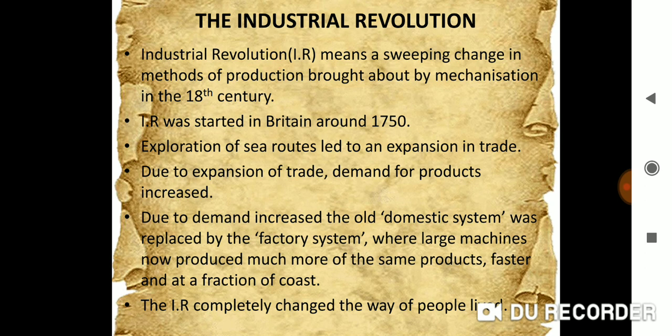So when the demand increased, the old domestic system, meaning the handicraft system, was replaced by the factory system, where in factories large machines now produced much more of the same products faster and at a fraction of the cost, very little cost. The Industrial Revolution completely changed the way people lived. So the Industrial Revolution played a very, very important role in our society, that completely changed the way people lived.